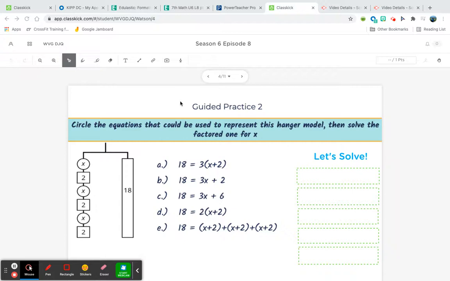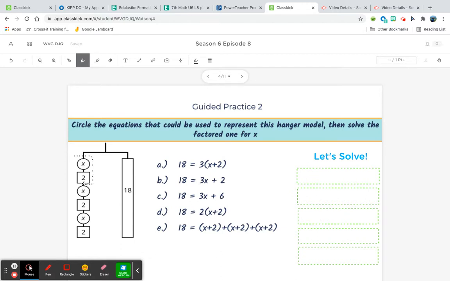All right, so now we have one hanger diagram, and we want to circle all the equations that could be used to represent this hanger. And then we're going to solve one of them for x. Whenever you have a problem that says all the equations that could be used to represent the hanger, even if it's a factored hanger, which we do have here, you want to circle the distributed version also, because the distributed version could be used to represent this hanger.